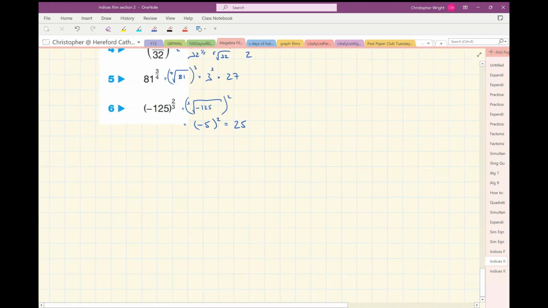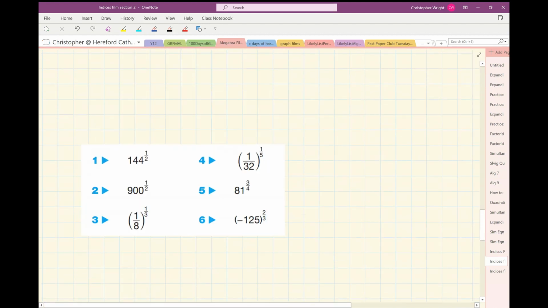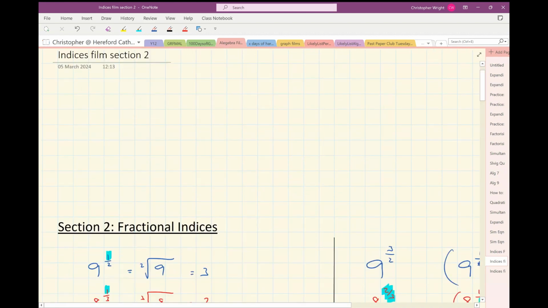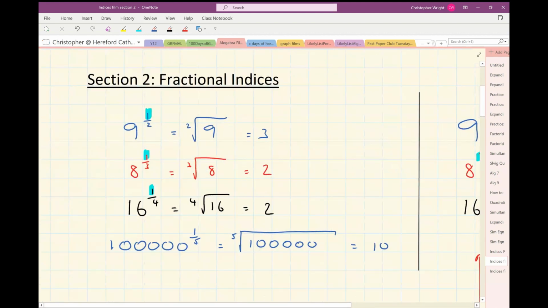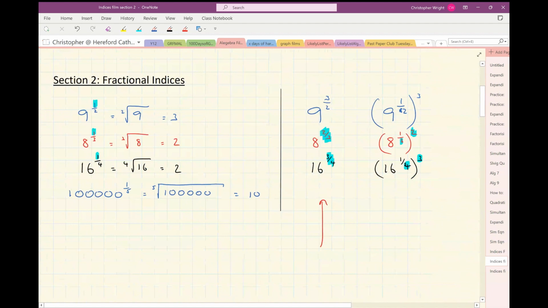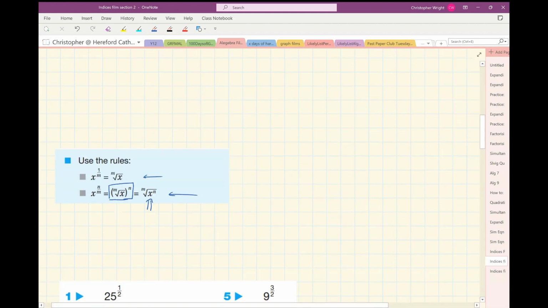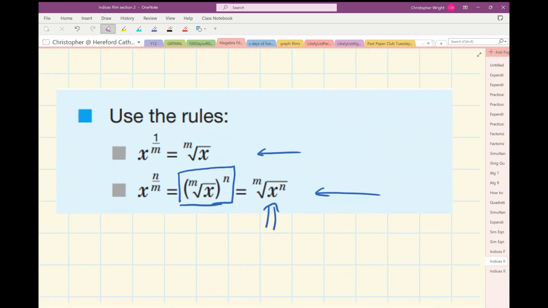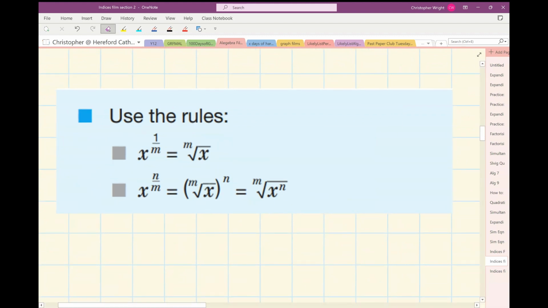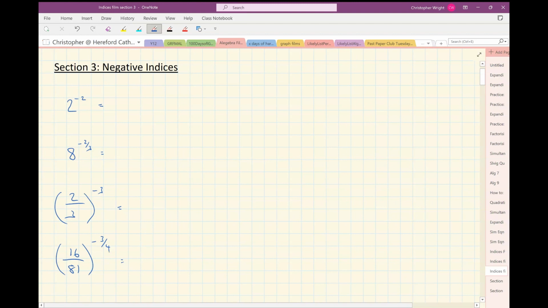And that, I think, is the end of those more difficult questions. And that is the end of section 2, dealing with fractional indices. And in section 3, we will move on through the world of indices. We're going to look at fractional and negative indices in algebraic expressions in section 3. But for now, that's the end of section 2, and there are the rules that you need to be aware of.